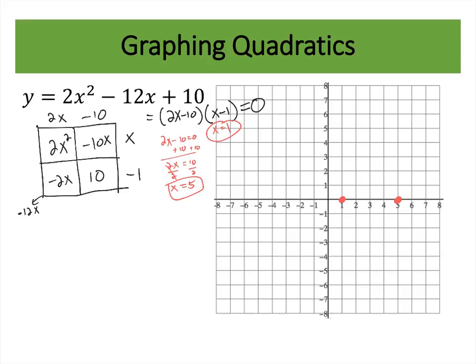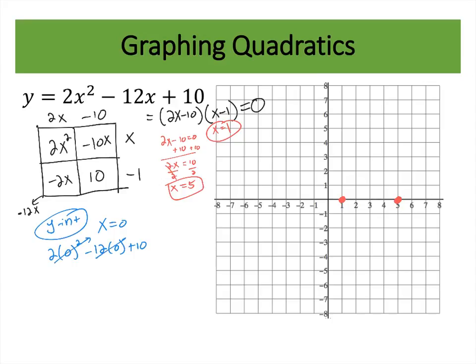Now I need to find the y-intercept. And if you go back to the beginning of this video, to get the y-intercept, I just set x equal to 0. And I can do that in either of these equations. So I can do it in 2 times 0 squared minus 12 times 0 plus 10.